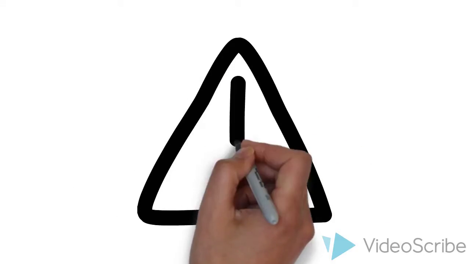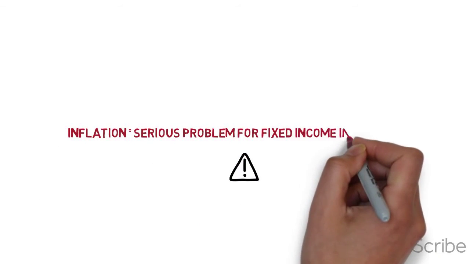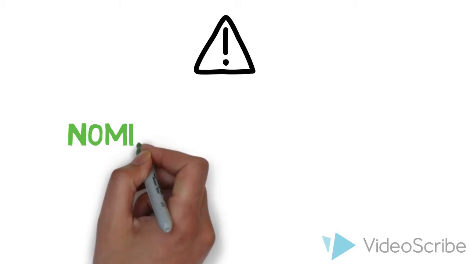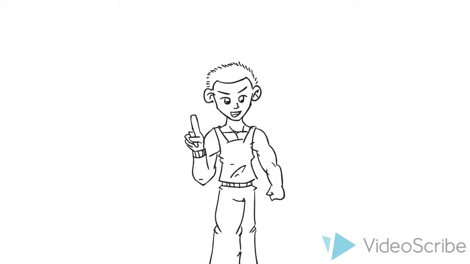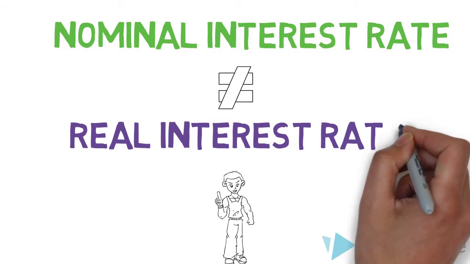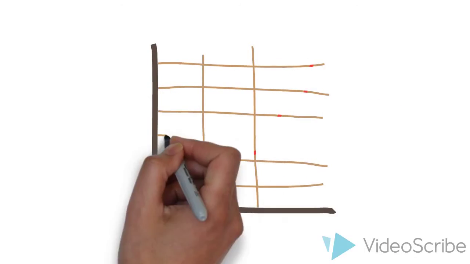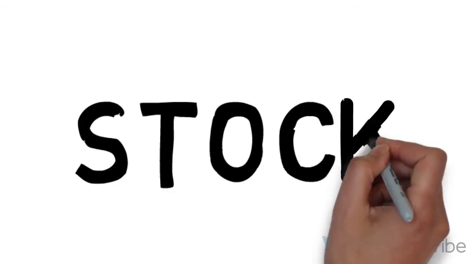Fifth, be very careful. Inflation can pose a serious problem for fixed income investors. It is therefore extremely important to understand that nominal interest rates are not the same as real interest rates. Sixthly, when we have inflation and there's an increase in prices, what to do? You can invest in stock, gold, or housing. This will make you a happy investor that keeps its money valuable.